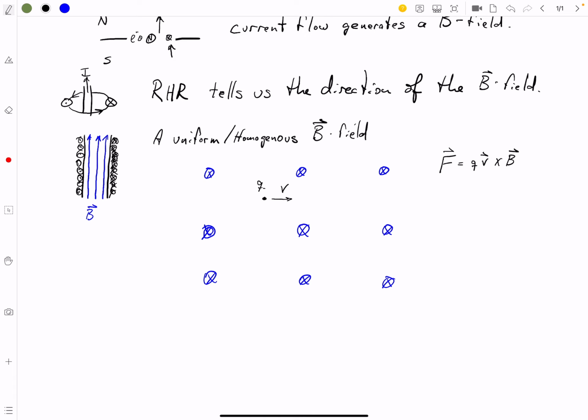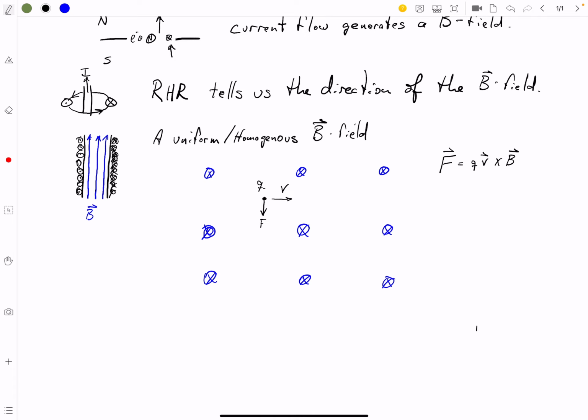So we've got our v. Let's cross it with the B. We do so, it points in a certain direction, and we make it negative, and when you do, you should end up with a force that's going in that direction.